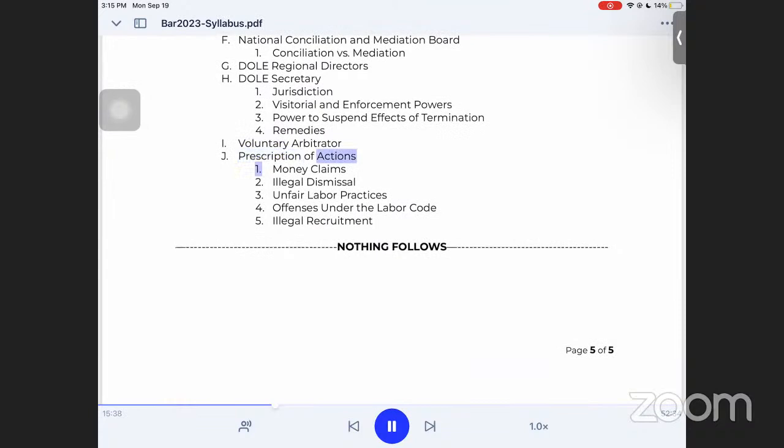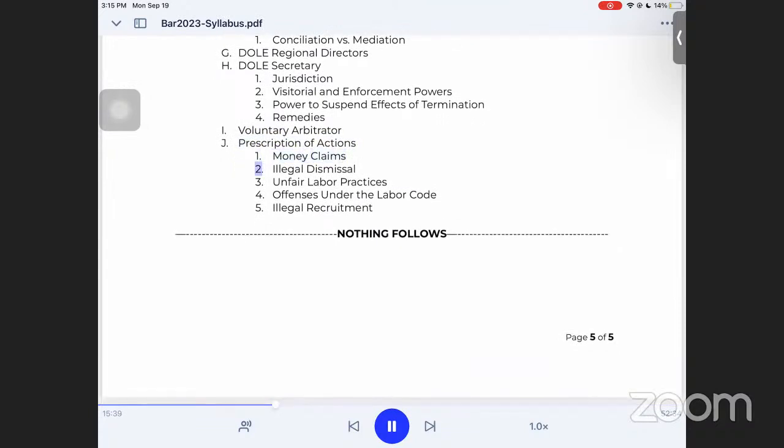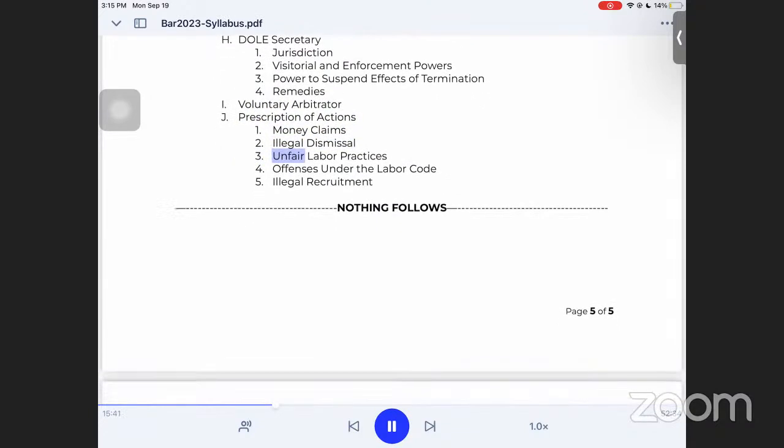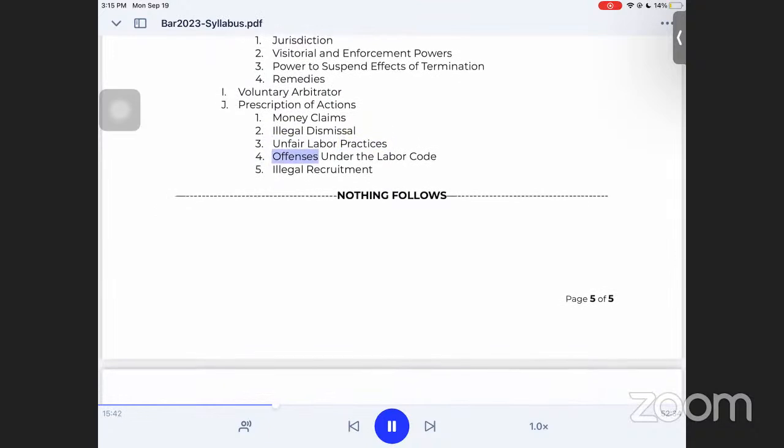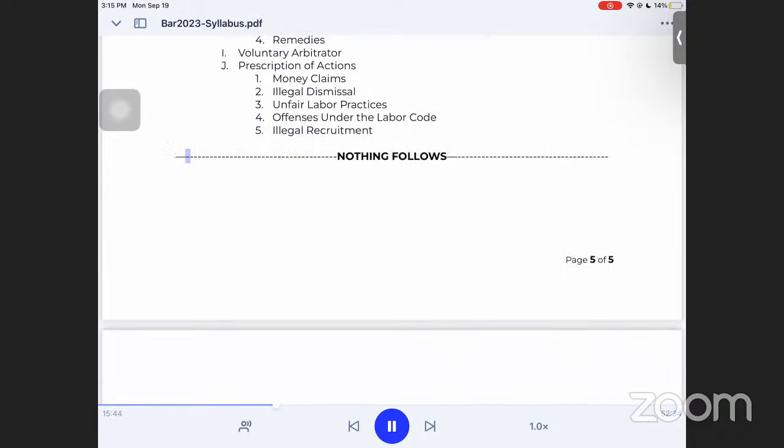I. Voluntary arbitrator. J. Prescription of actions. 1. Money claims. 2. Illegal dismissal. 3. Unfair labor practices. 4. Offenses under the Labor Code. 5. Illegal recruitment. Nothing follows.